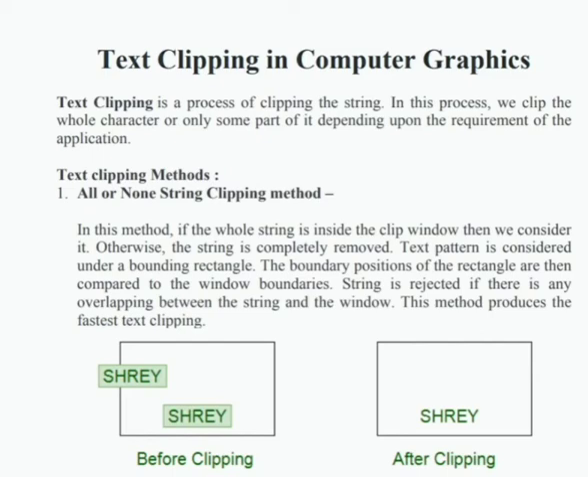The first one is the all-or-none string clipping method. In this method, we consider only the whole string which is inside the window. The string is enclosed in a bounding rectangle, and the boundary positions of the rectangle are compared with the window boundaries. If a string overlaps the window boundaries, then that string is rejected. Only the string which is completely inside the window is taken.